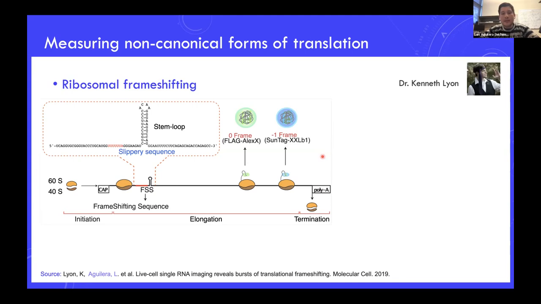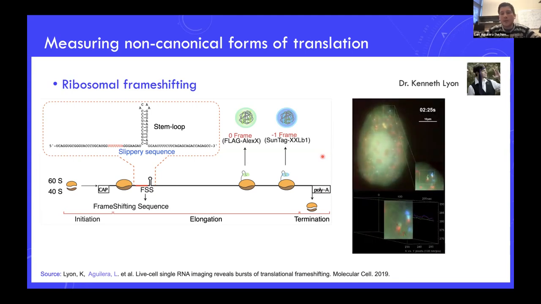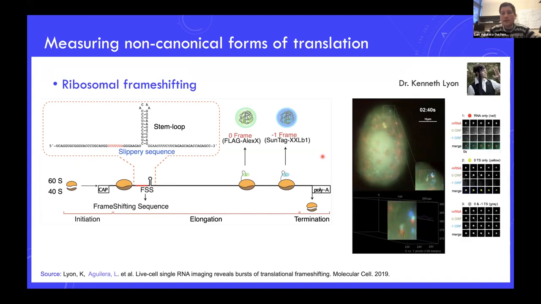So this was the first time that frameshifting was observed at single molecule resolution, and this is what frameshifting looks like. Basically we have three kinds of spots. One of them is where we can only detect the signal in the RNA. The second kind of spot is when we can detect the RNA, but also the proteins in the zero frame, so basically this protein here. And the last one is when we can detect the three signals: zero and minus one frame, and also the RNA.